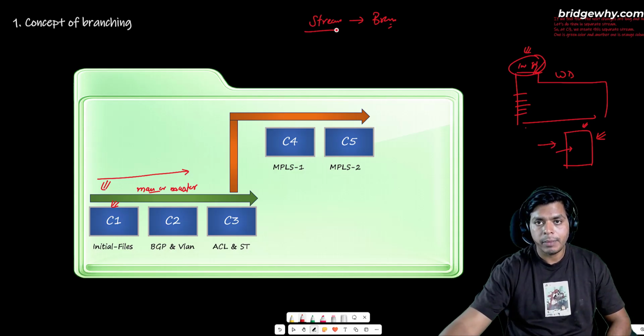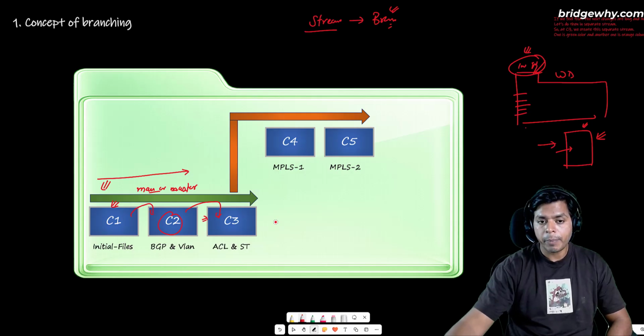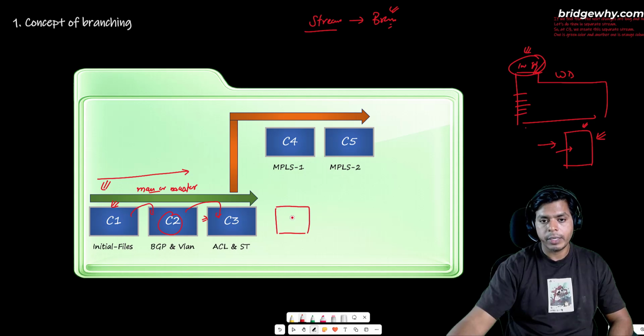If I say stream, it is equal to branch. You can say I am in the main branch. Then I changed in C1, I came to C2. Still I am in the main branch. Then I came to C3, still I am in the main branch. But from here the problem came. After C3, if I do a commit, these commits are not complete commits. Why? Because the MPLS configuration was big.